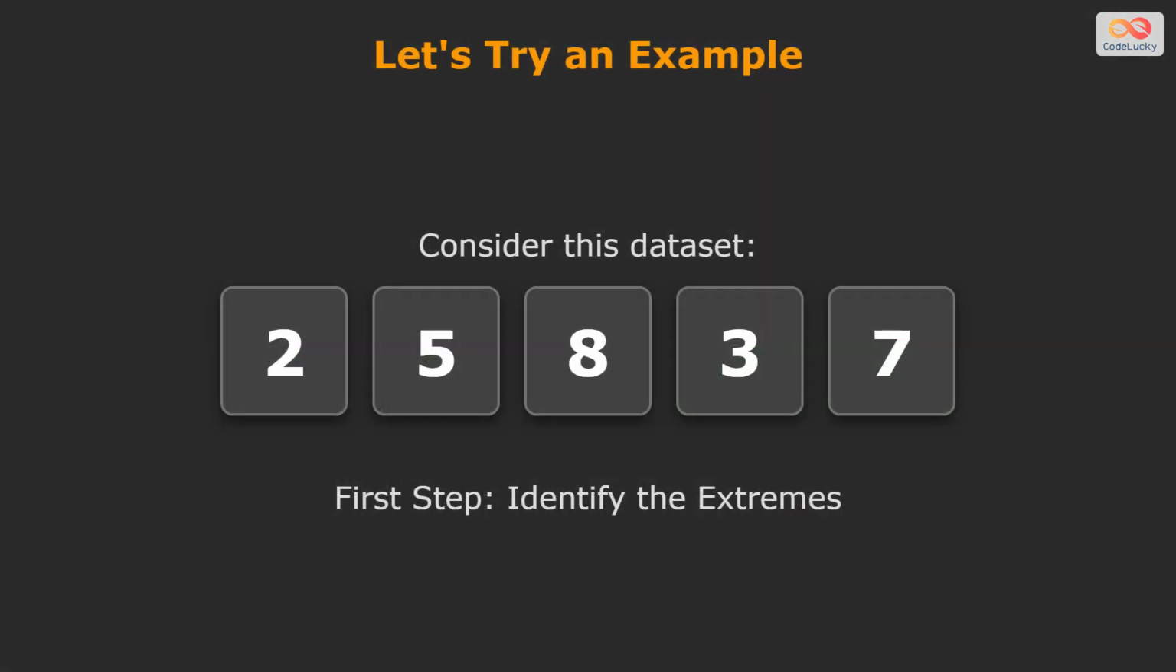Let's look at an example. Imagine we have this set of 5 numbers, 2, 5, 8, 3, and 7. To find the range, we don't need to worry about the average or the middle number yet. We just need to identify the extreme values.